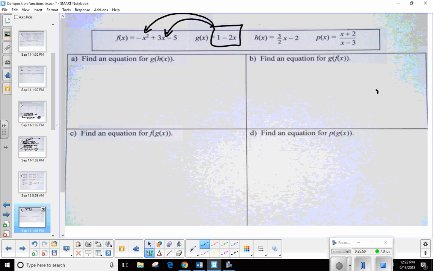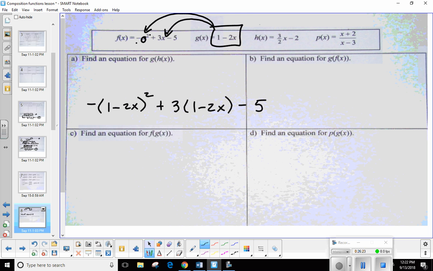All right, so let me show that. The only thing that's being replaced is the x. That negative in front of the squared term is still going to be there. So this is going to end up being negative, 1 minus 2x, squared. See, there's your negative x squared plus 3x, plus 3 times 1 minus 2x. And then we have minus 5. Is this making sense? Everybody's okay? Okay, all right, good.